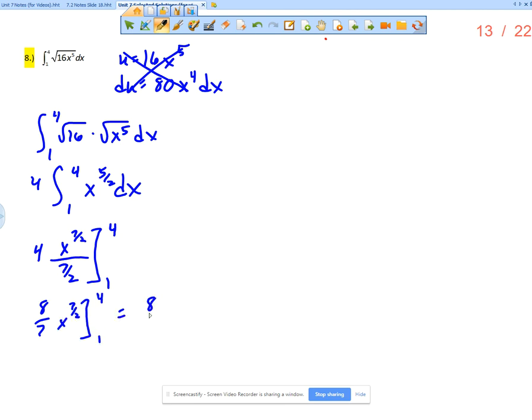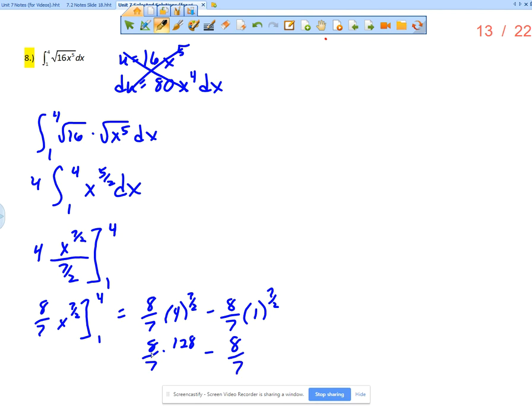So now I have 8 sevenths times 4 to the 7 halves minus 8 sevenths times 1 to the 7 halves. Remember, the 7 halves means the square root of x to the 7th, and I always evaluate the root first. So I have 8 sevenths times the square root of 4, which is 2. 2 to the 7th is a little bit easier to do. 2 to the 7th is 32, then 5th, 6th, 7th, so that should be 128, I believe. Minus 8 sevenths times 1, so 8 sevenths.